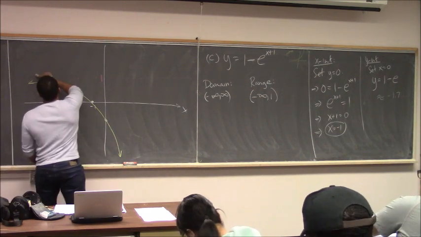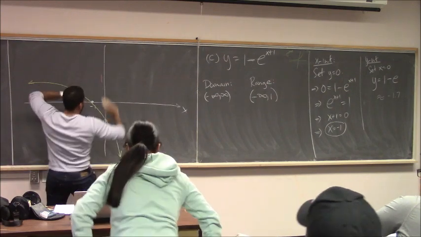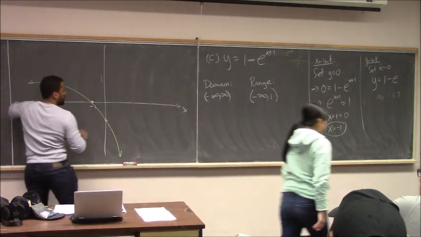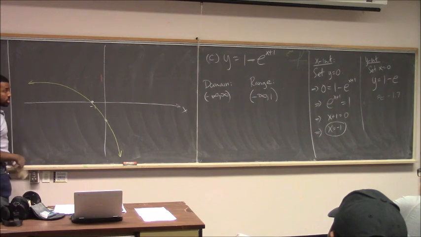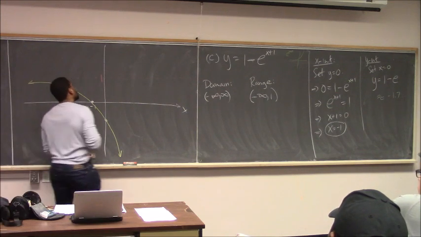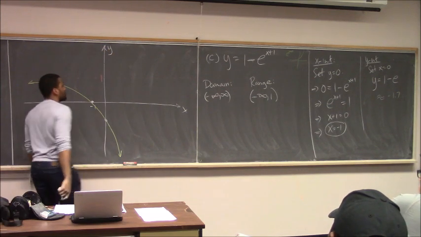So remember, originally your graph looked like this. You flipped it upside down, and then you did a shift to the left. And so that's what it's going to look like.